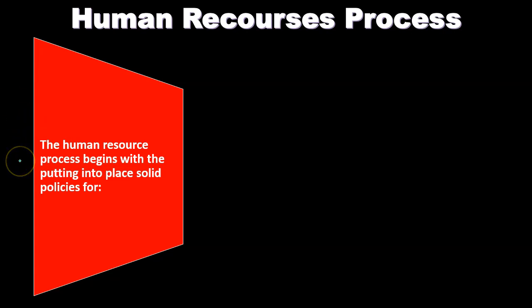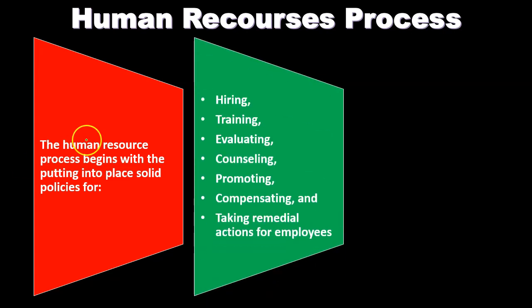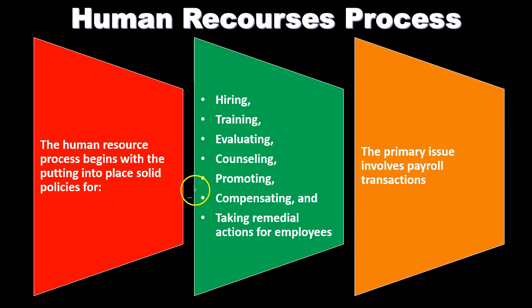So the human resources process begins with putting into place solid policies related to the hiring, training, evaluation, counseling, promoting, compensating, and taking remedial action for employees. Again, these are all, of course, very important within the controls of the organization. So from that standpoint, we're concerned with many of these types of items, but obviously the compensation area is going to have a direct effect in terms of a material factor on the financial statements. So that's where we'll spend a lot of our time.